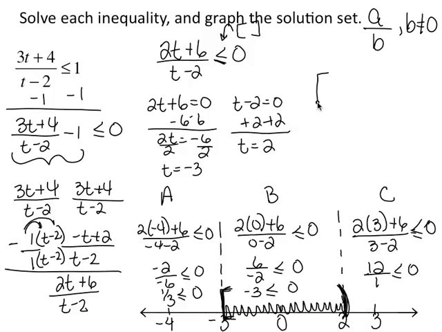There's no restrictions on the numerator, but the 2 we have to restrict. So then our answer is bracket negative 3 comma 2, and then a parenthesis, which means that the endpoint 2 is not included. So everything in between, but not including 2. And this is our solution set.